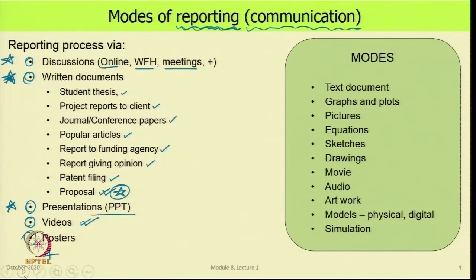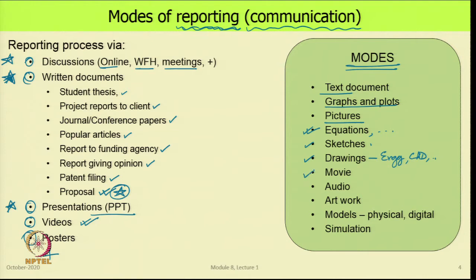So, we can communicate this way, but then what do we communicate? What are the various classifications by which the information goes out? So, I have listed here modes. This could be a text document, it could be graphs and plots, we make that very frequently. These could be pictures, photographs or sketches. Then there are equations, regressions, formula, all of that will come here. There are drawings, and drawings also include engineering drawings like CAD models.